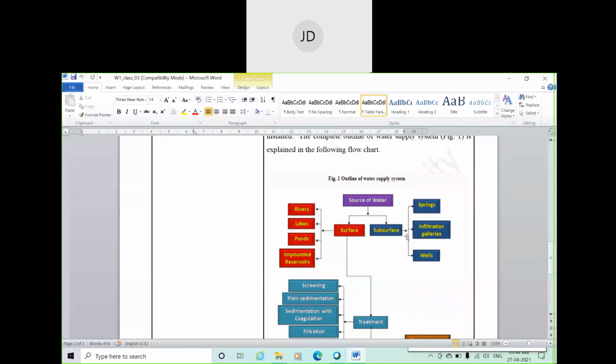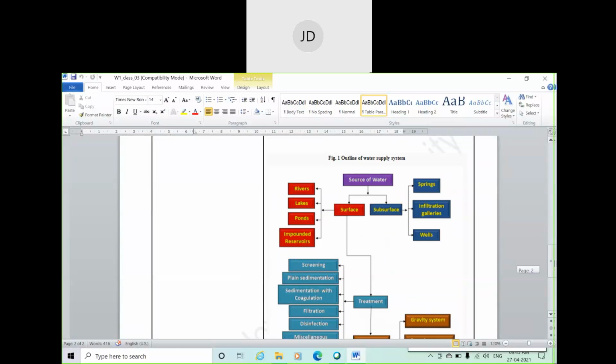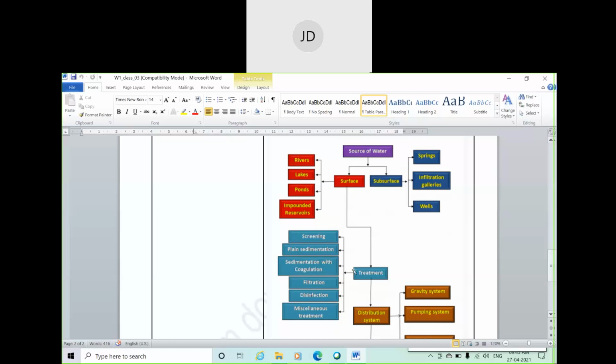On the other hand we have surface water, and logically all the water you get on the surface, like river, lake, pond or reservoir, impounded reservoir, all these things. Since I already told you that surface water needs some treatment, you have to go through this treatment plant.